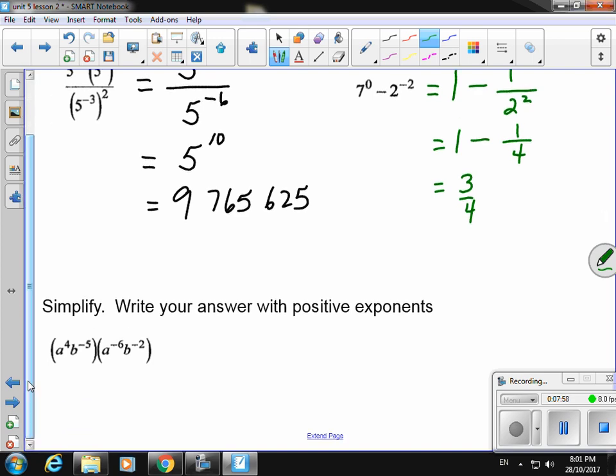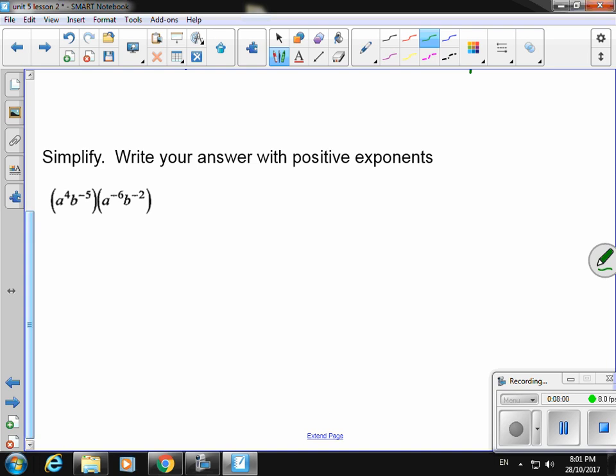Simplify. Write your answer with positive exponents. So I see a lot of multiplication going on. I have a to the 4 multiplied by b to the negative 5 multiplied by, because they're squished, a to the negative 6 multiplied by b to the negative 2. So in this long line of multiplication, I have a's and b's. So I can use the product rule: keep your base. I'm going to deal with my a's first. Add the exponents. 4 plus negative 6 is negative 2. Then my b's, keep my base, add my exponents. I have negative 5 and negative 2 added together is negative 7.